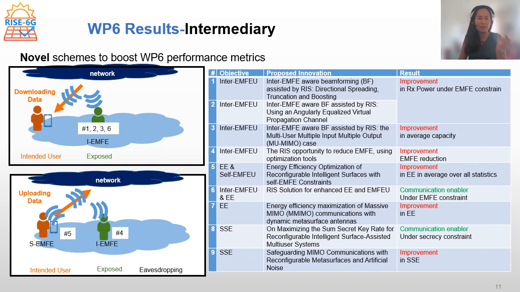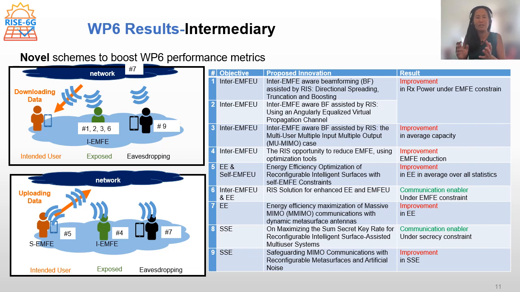Several of them, only one is listed here, try to avoid self-exposure. Some of them avoid eavesdropping in downlink and uplink. And one of them is really focusing on energy consumption at the network side. I want to highlight that almost all schemes take into account energy efficiency in their optimization.